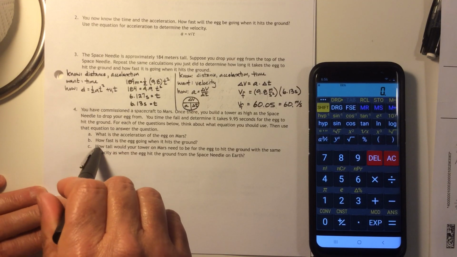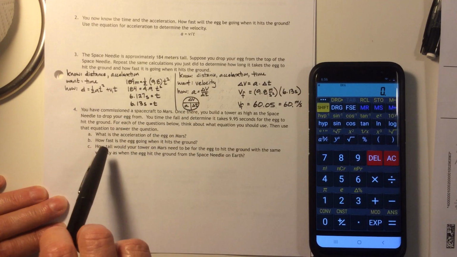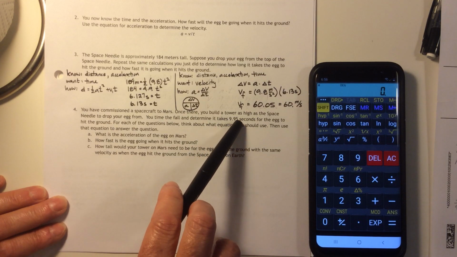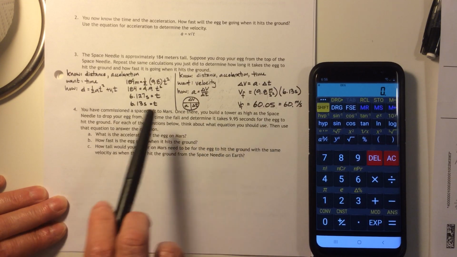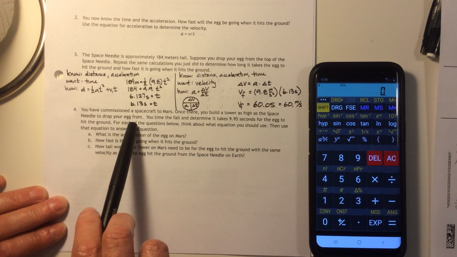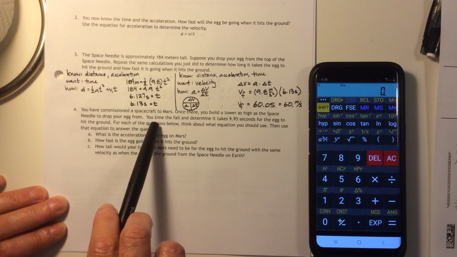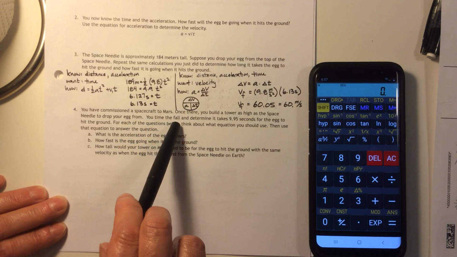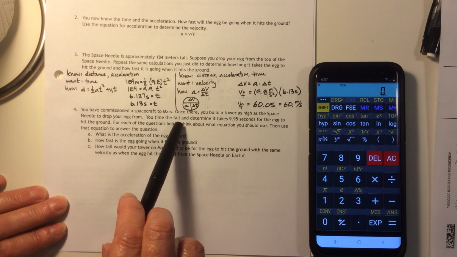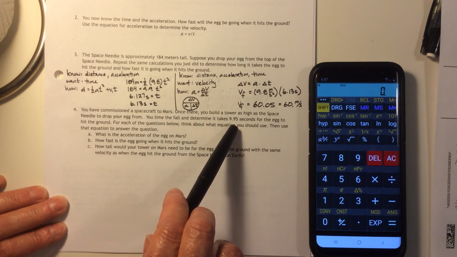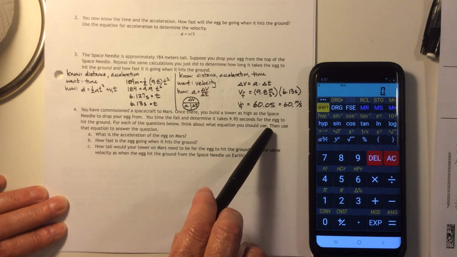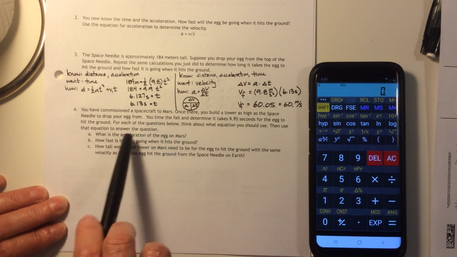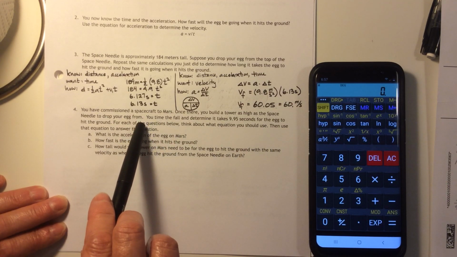I mean, we've been doing all this math on Earth. What if we went to Mars? So there we're going to build a tower as high as the Space Needle, and we're going to actually time how long it falls. So we go there with a really accurate stopwatch, and we determine it takes 9.95 seconds for the egg to fall. Great. So here we're going to find out some things.